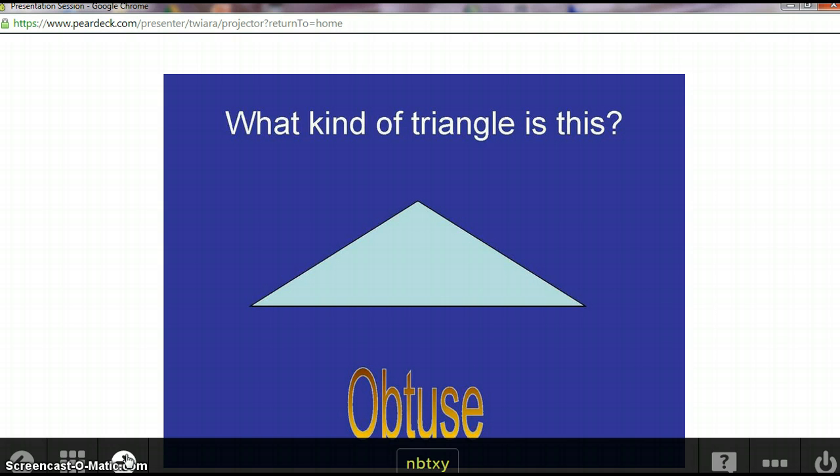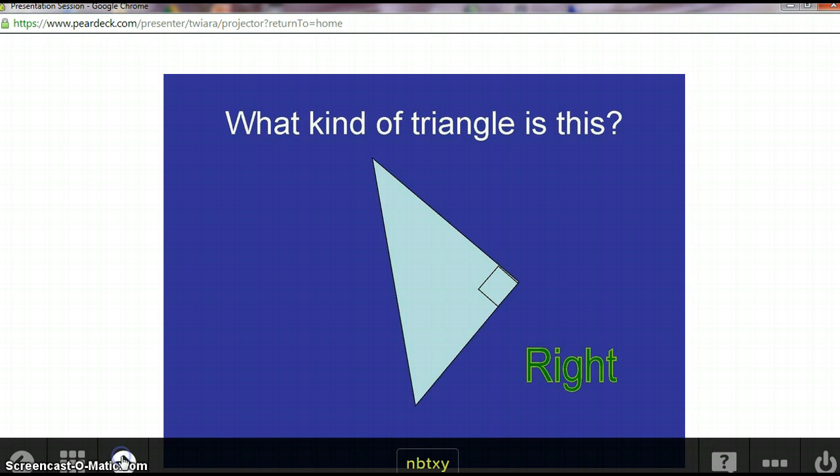Okay, it tells you what kind of triangle this is, an obtuse triangle. Write it down there, so it's kind of cheating. It is, I know. Right. What kind of triangle is this? That's right, because it does have that one right angle. And there's still too much extra talking going on.